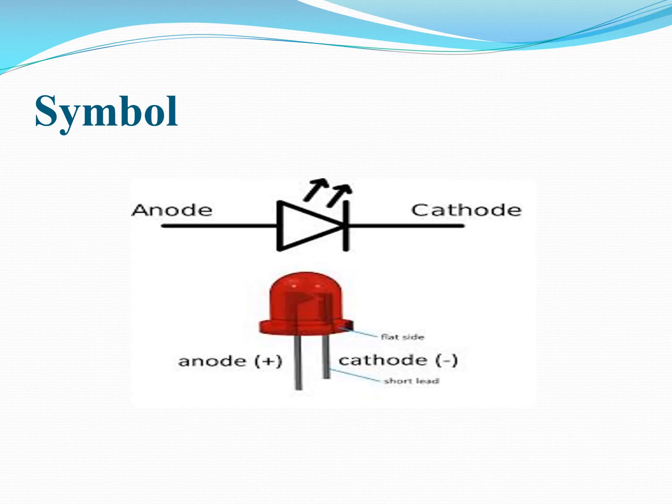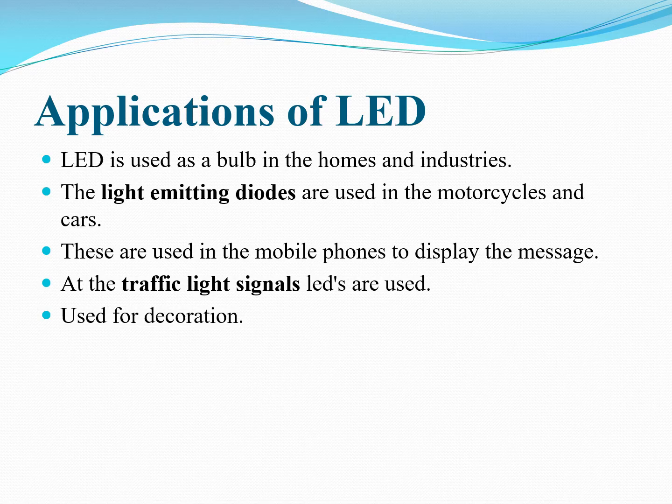This is the symbol for the LED, which is very similar to the PN junction diode. The only difference is these arrows, which show that it is emitting light. It has two terminals, anode and cathode. Applications of LED: LED is used as a bulb in homes and industries, and a very common example is your torch, which is used at home. Light emitting diodes are used in motorcycles and cars. These are used in mobile phones to display messages. These are used in traffic light signals, and LEDs are used for decoration.